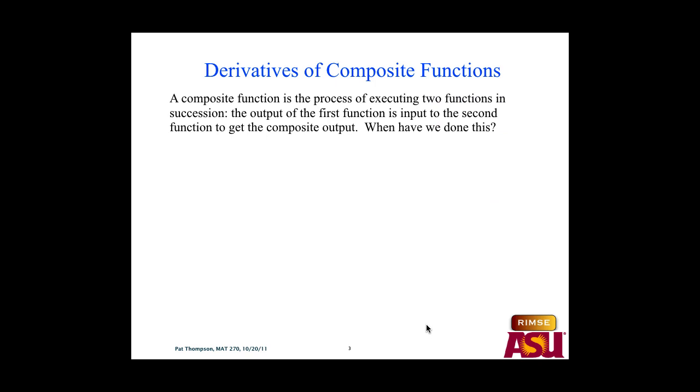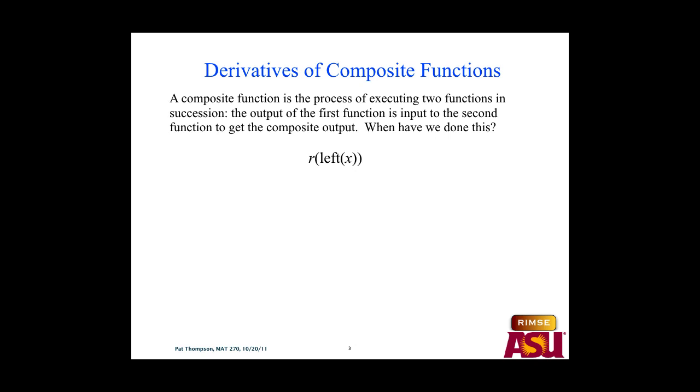A composite function is when you have two functions performed in succession. So I start with some sort of input value, I apply one function to that, and then I apply a second function to the result of having used the first one. And we've done this when we were dealing with our accumulation sum. We found r of left of x.